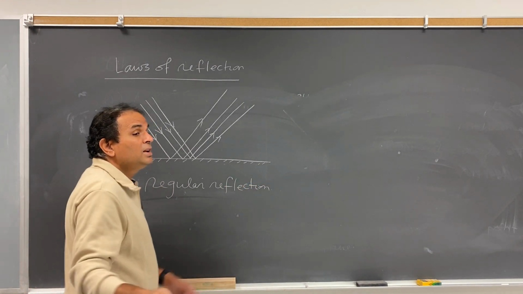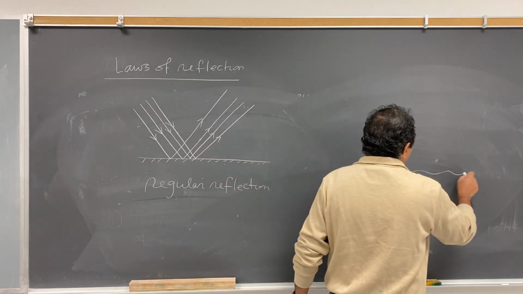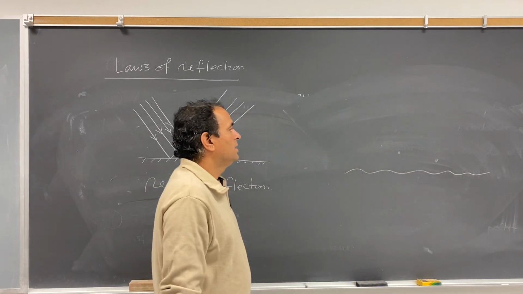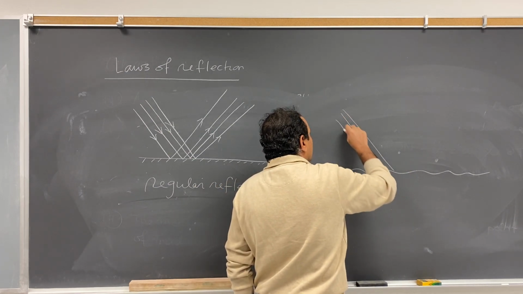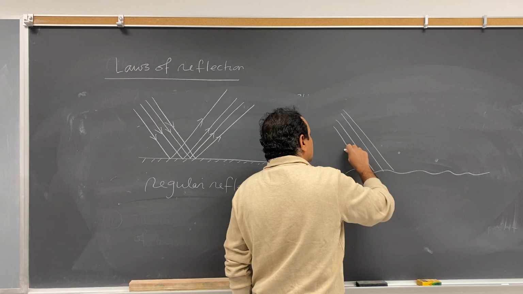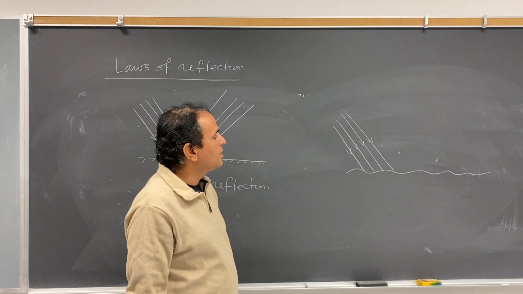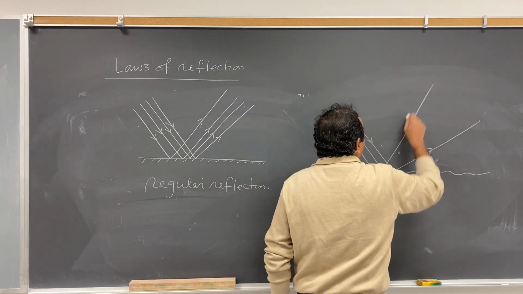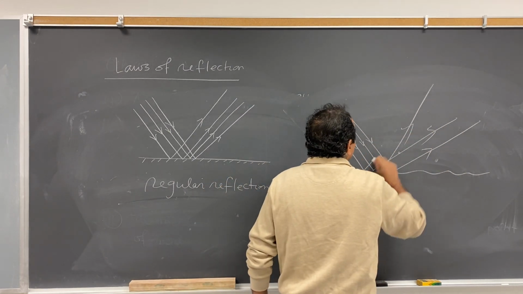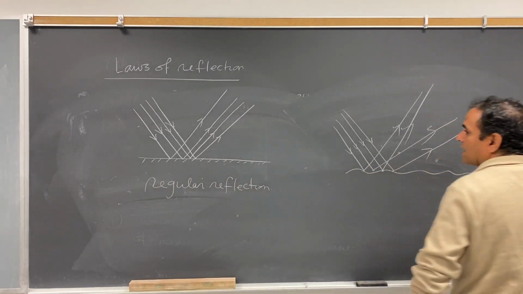Another one, if you have something like wood or paper, a rough surface, and let us suppose these are your incident rays and they are parallel like this. But what happens after reflection? One ray goes like this, another goes like this, another this, and that. The reflected rays are not parallel.